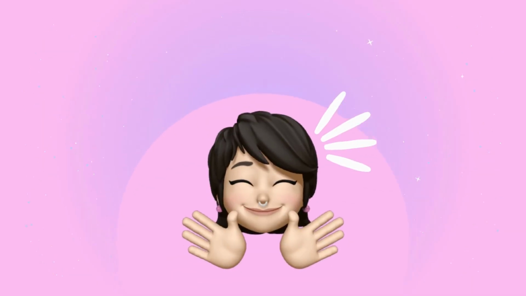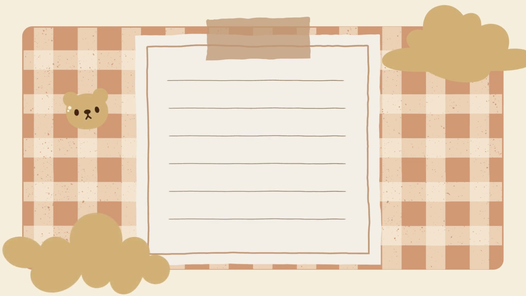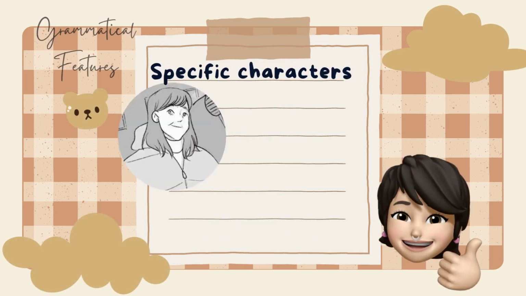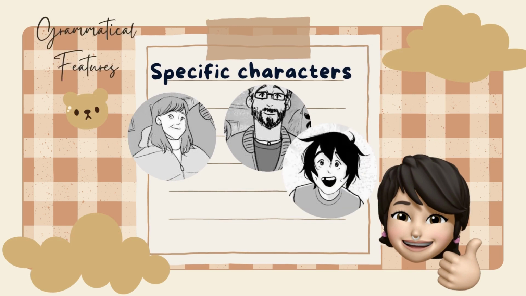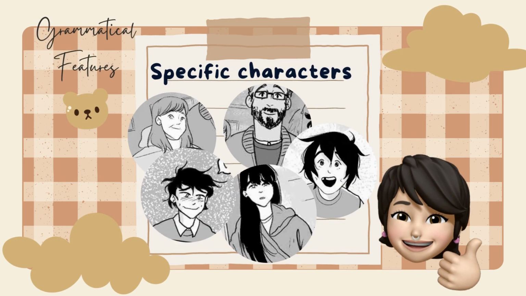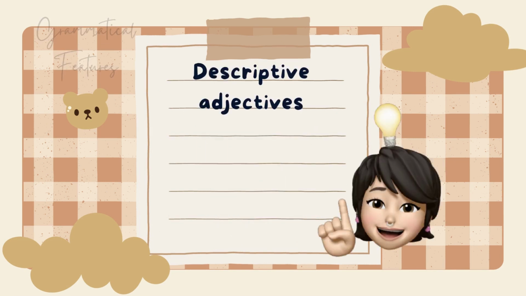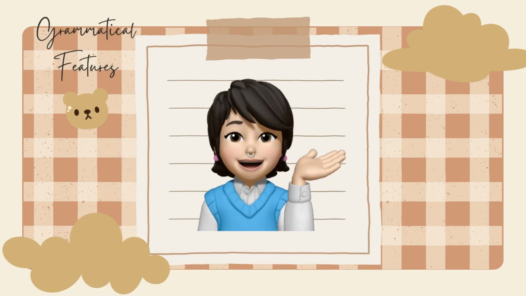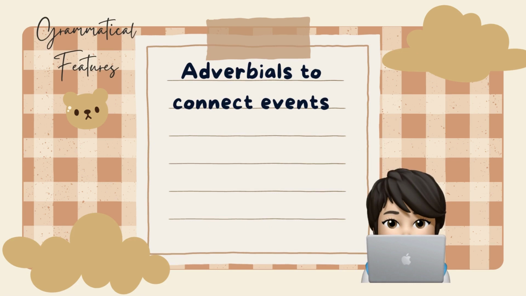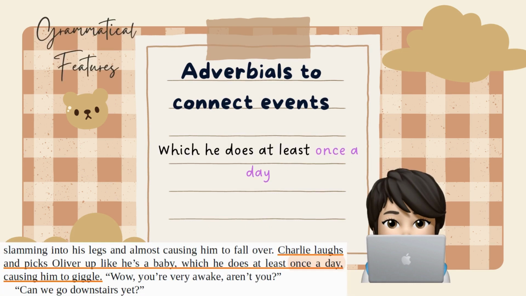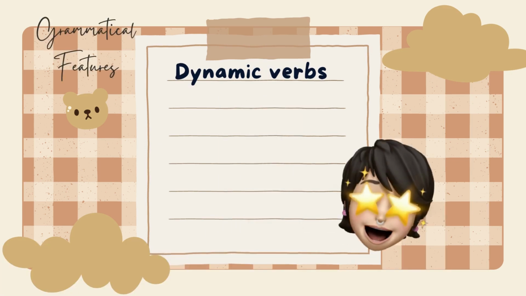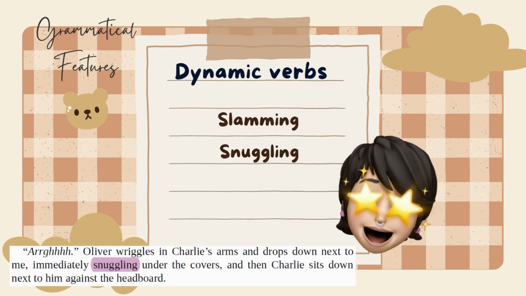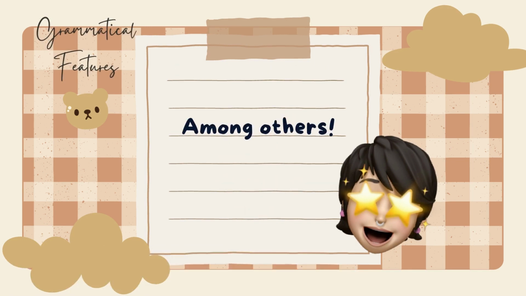Grammatical features. In this case, the text counts with specific characters, which are Mom, Dad, Oliver, Victoria, and Charlie. On the other hand, it has descriptive adjectives: "He's got purple circles under his eyes." The text also includes the use of adverbials to connect events: "which he does at least once a day." And the use of dynamic verbs, such as slamming, snuggling, trampling, sticking, among others.